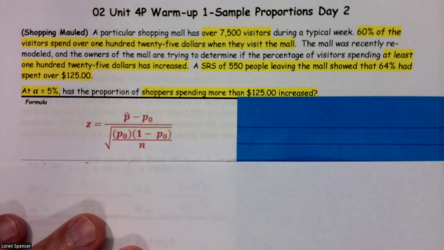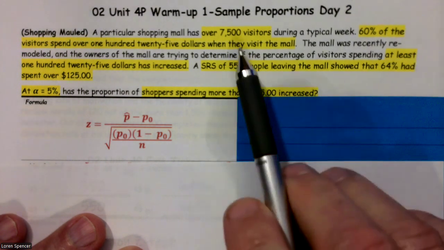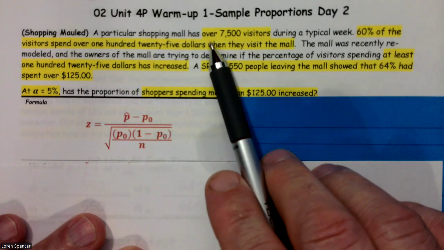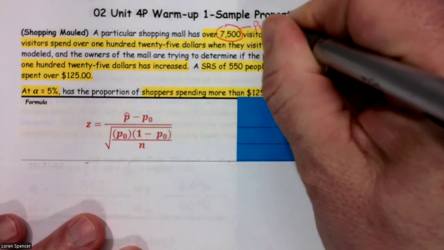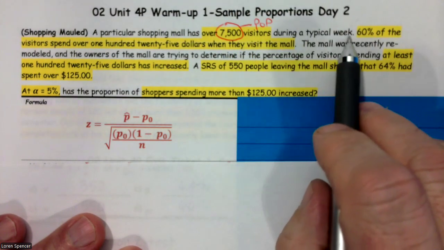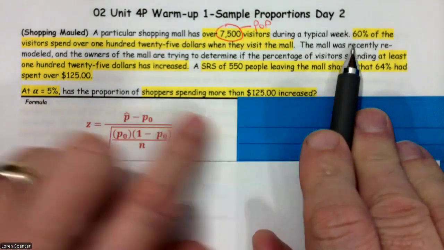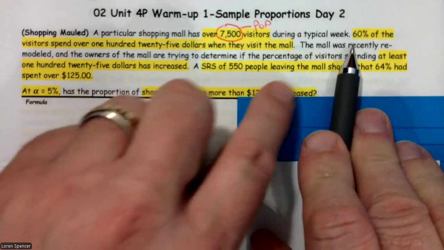This is a shopping mall, and this is a warm-up on one sample proportions, and we're going to look at both a hypothesis test and a confidence interval. So a particular shopping mall has 7,500 visitors. That right there sounds like a population to me. During a typical week, 60% of the visitors spend over $125 when they visit the mall.